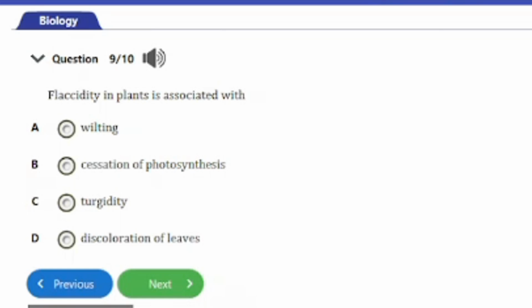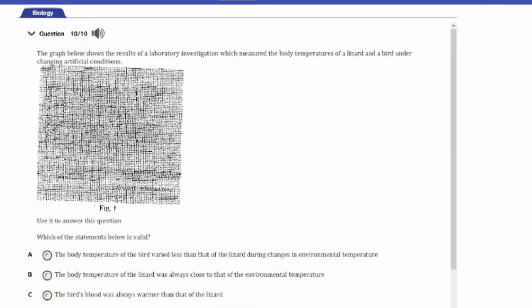It says, flaccidity in plants is associated with A. Wilting, B. Cessation of photosynthesis, C. Turgidity, D. Discoloration of leaves. So guys, the answer to this question is option A, and that's wilting. So let's go ahead and consider the next and last question here. And that's question number 10.